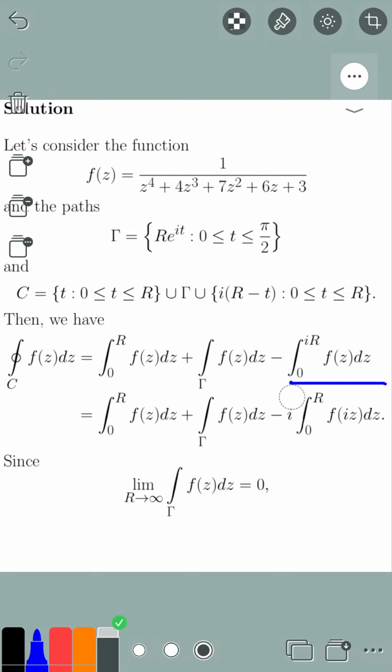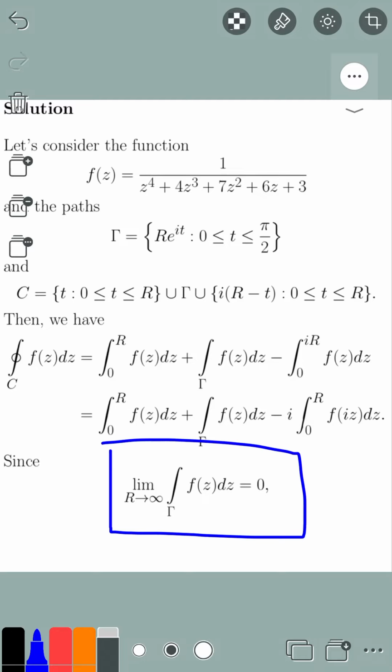And then for this third integral here, we substitute z to iz. So dz will become i times dz. And so we get that the third integral is going to be equal to i times the integral from 0 to R of f of iz dz. After substituting z to iz, the boundary is going to change from 0 to iR to 0 to R.